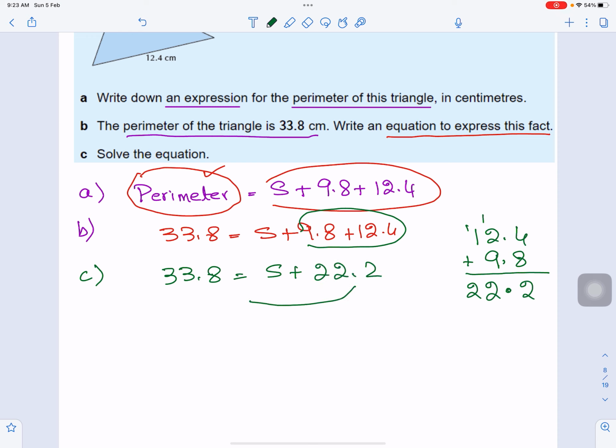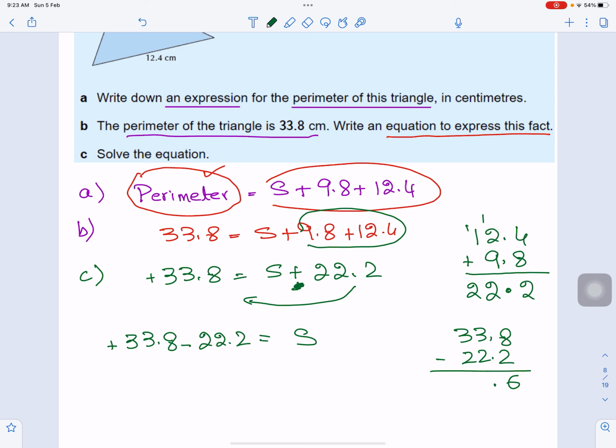Now this will go to the other side because I want to find out S. I will keep S here. Now don't change the sign of 33.8. It's plus, so it will remain plus. But the sign of 22.2, which is plus here, will change into minus when it goes to the other side. So now let me subtract here. Calculator not allowed, so you have to do it manually.